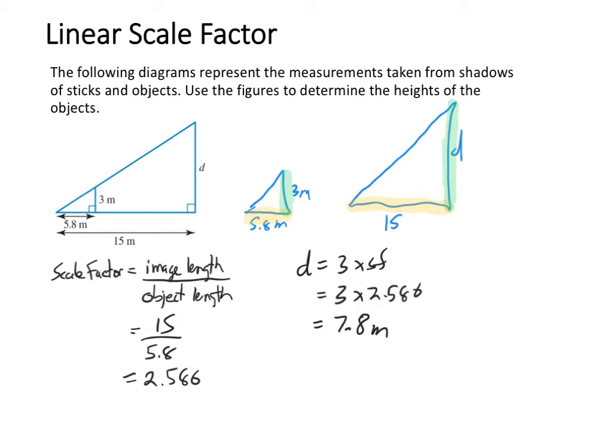So that is an example of how we can use scale factor in two similar triangles to be able to calculate the missing length of one of the triangles.